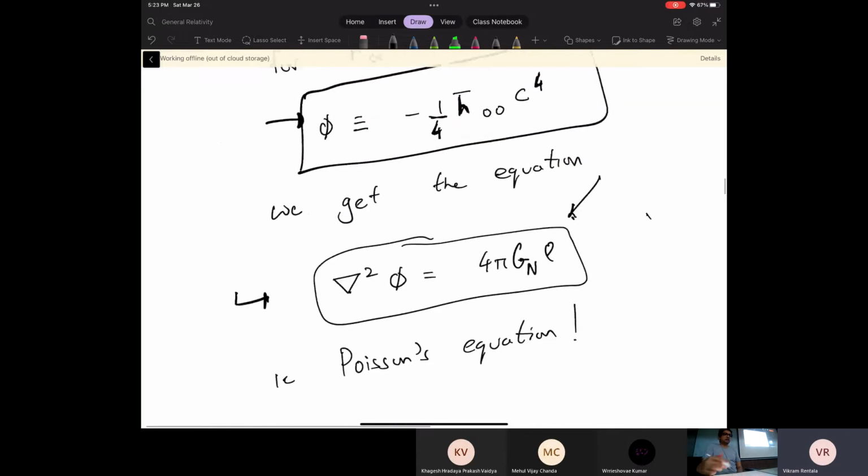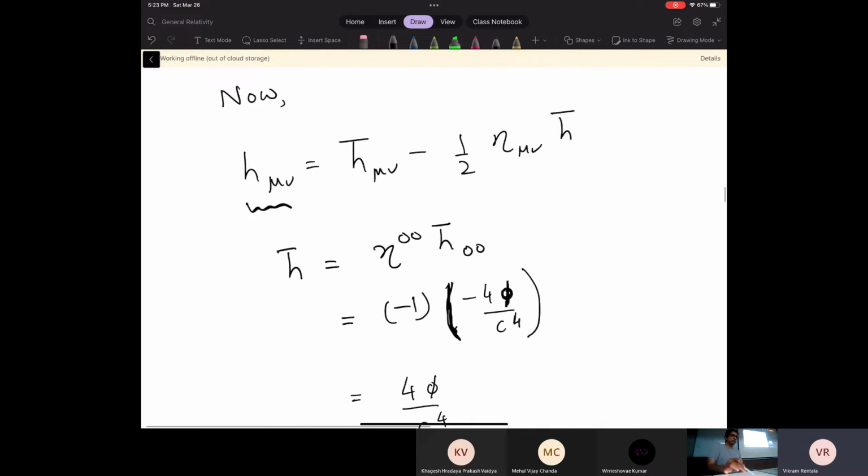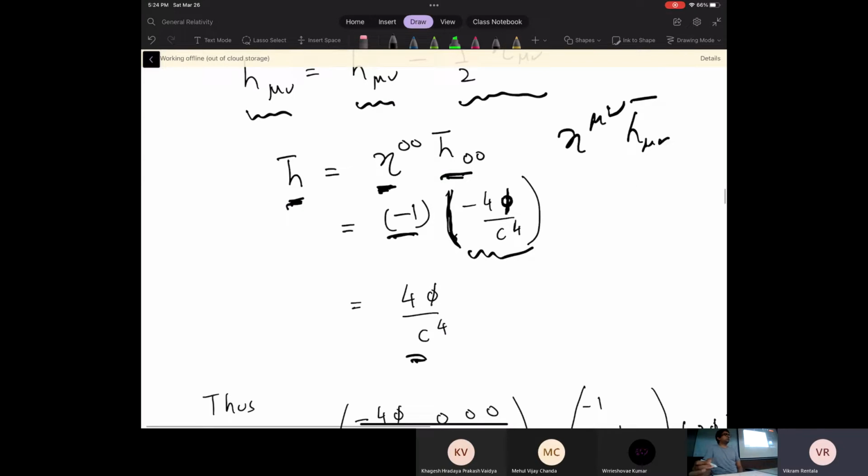Okay, now let's look at the metric. What happens to the metric? The metric has only one non-zero component, which is this h bar 0,0. If you recall, h mu nu was h bar mu nu minus half eta mu nu h bar. H bar itself was eta mu nu h bar mu nu, but all other components of h bar mu nu are 0. Only the 0,0 component is non-zero. So eta 0,0 is minus 1, h bar 0,0 is this minus 4 phi by c to the 4, so h bar is just 4 phi over c to the 4.